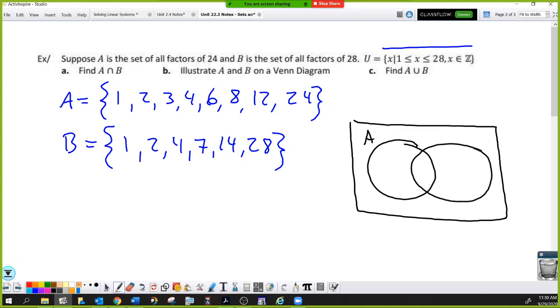What are we confused about? What's confusing about this? Those numbers in set A are the numbers that you could divide 24 by, and the numbers in set B are the numbers you can divide 28 by. I'm going to put them on a Venn diagram now. And anything that exists in both will go in the center. So numbers that exist in both: 1, 2, 4. Is that it? Yeah. Those numbers exist in both. 1, 2, 4.